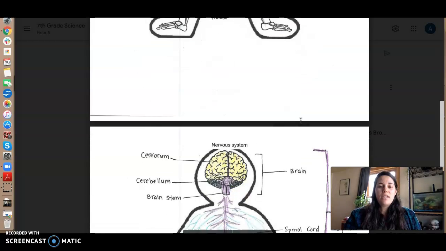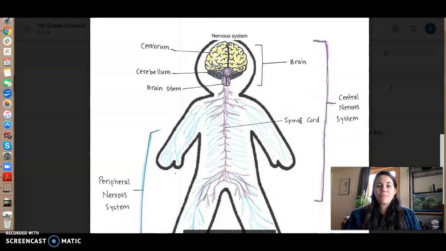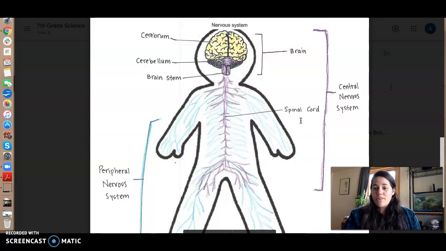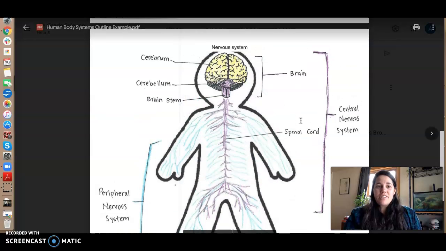I also included the nervous system. I added more parts to the nervous system than were necessary. I was just having a lot of fun drawing the nervous system into the model.